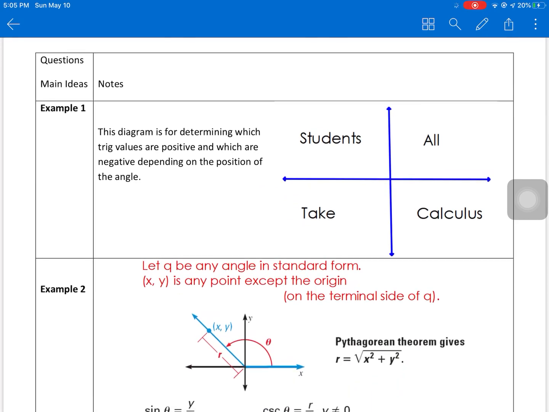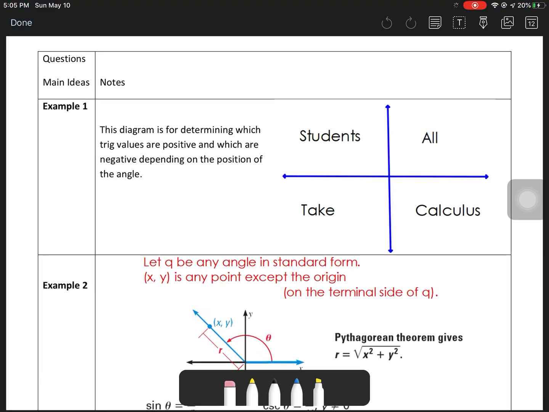This diagram is for determining which trig values are positive and which are negative depending on the position of the angle. Remember that our angle's terminal side can lie anywhere between 0 and 360. So we always start at this right here. Depending on where the terminal side, which is the ending side, is, it could lie in one of the 4 quadrants. So this is 1, 2, 3, or 4. If it falls in quadrant 1, that means everything is positive. So all trig functions are positive.